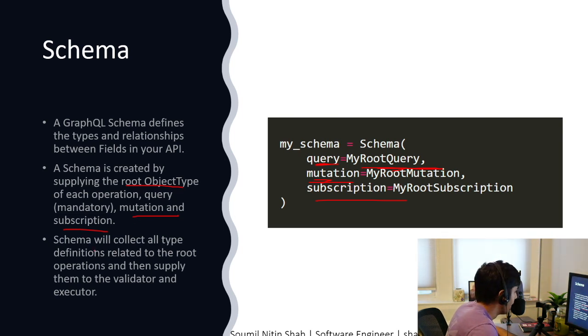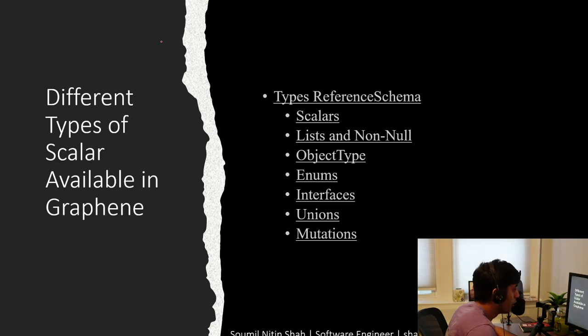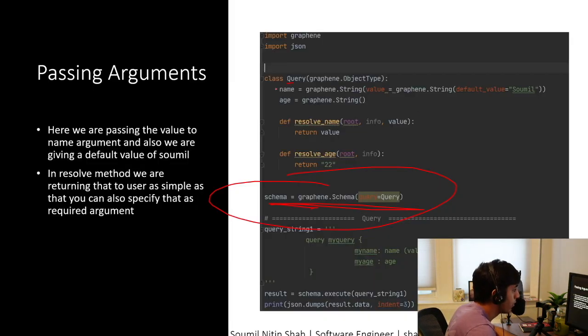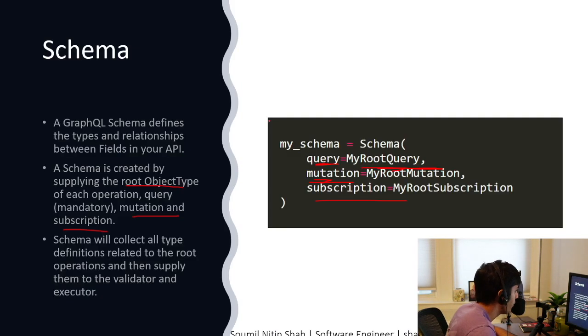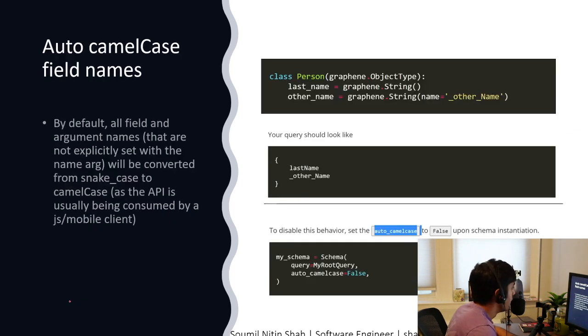Okay, so that's that. Schema will also collect all type of definition related to the root operation. So basically, the root operation is going to collect all the information about the root operation, like name, age, what fields are there, what you can do on those fields. So the job of schema is to collect all that information from the root operation and then supply it to the validator and the executor. So yep.